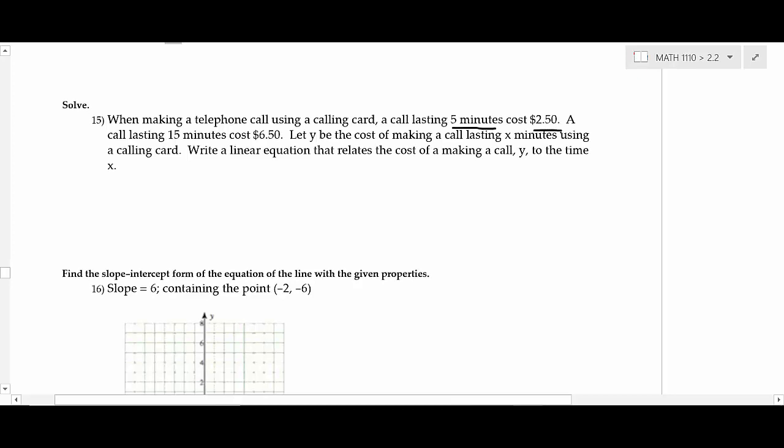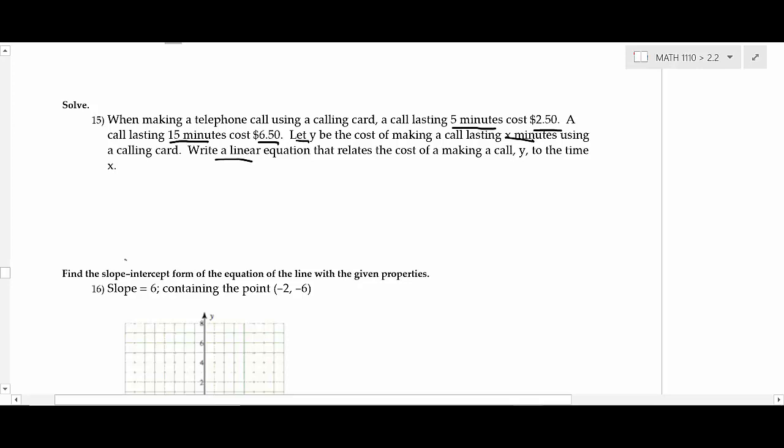Now, when cell phones first came out, they used to be billed that way a lot. They would track how often you talk. Now most people have unlimited talk and text. Then they say if you called for 15 minutes, that would cost $6.50. And then it says you're going to let Y be the cost of making a call that lasts X minutes. So you're going to write a linear equation that represents that.